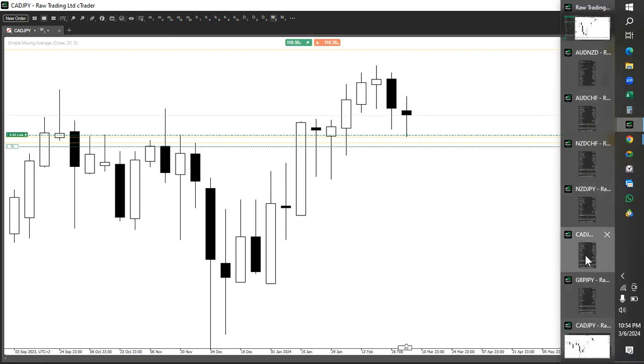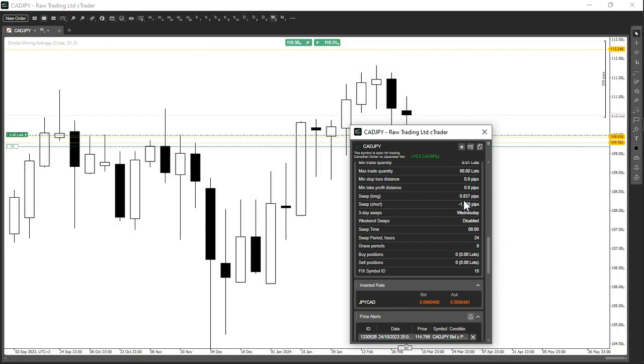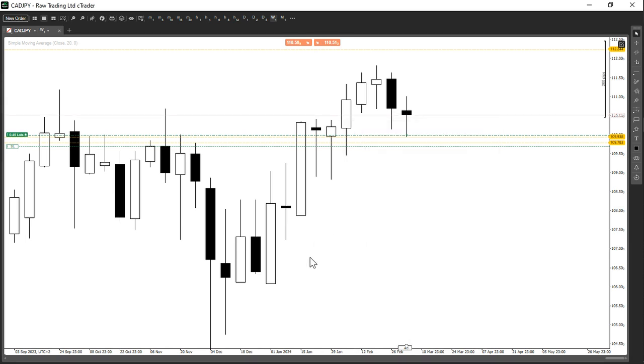So if we look at the carry trade, you can see CAD JPY 0.837, and then of course a positive swap if you are holding long positions. I'm not holding a long position here anymore. I got stopped out at a loss on CAD JPY as well as AUD NZD. That's transparency right there, right?